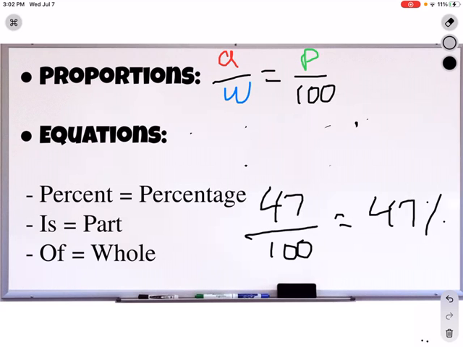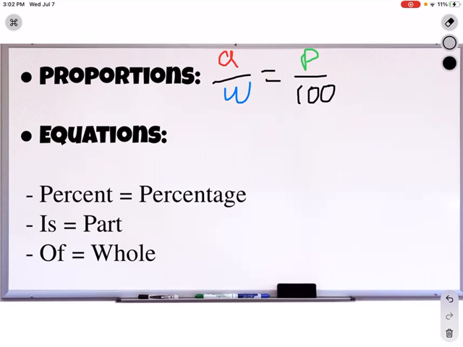Let's erase this. Okay. Now we have the equation way. For the equation way, you would do percent times the whole equals the part, or A.